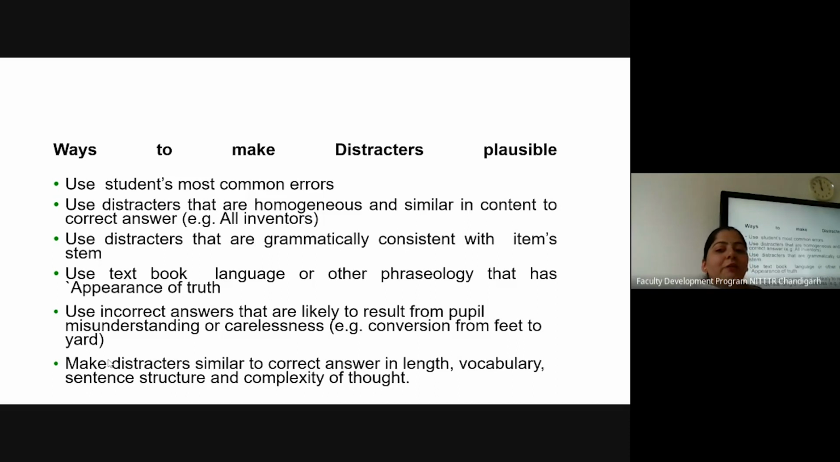Use textbook language or other phraseology that has the appearance of truth. Not truth entirely, but has the appearance of truth. Use incorrect answers that are likely to result from student misunderstanding or carelessness.